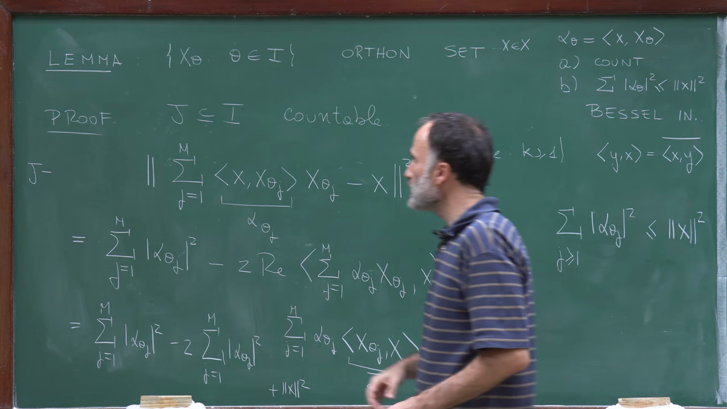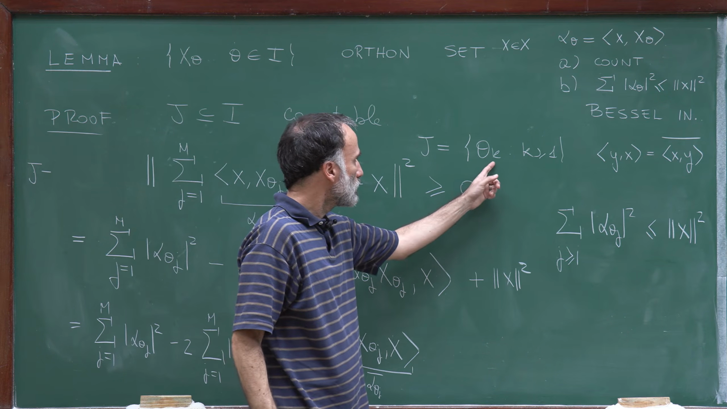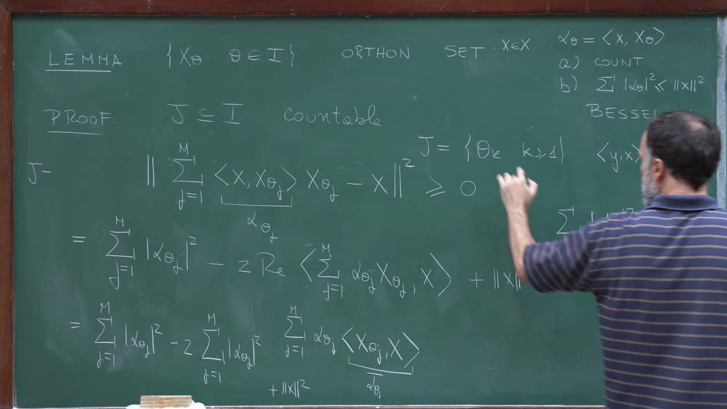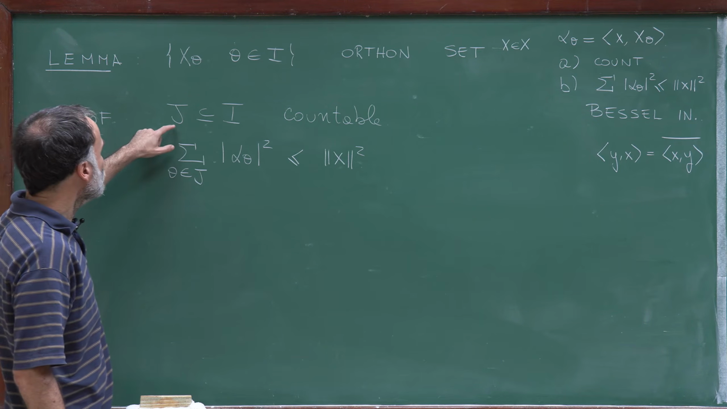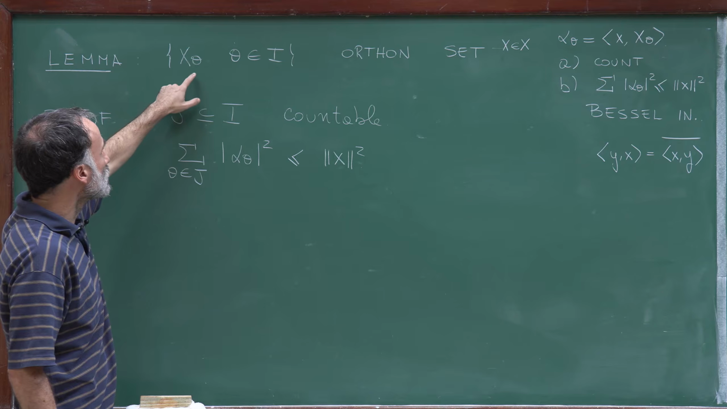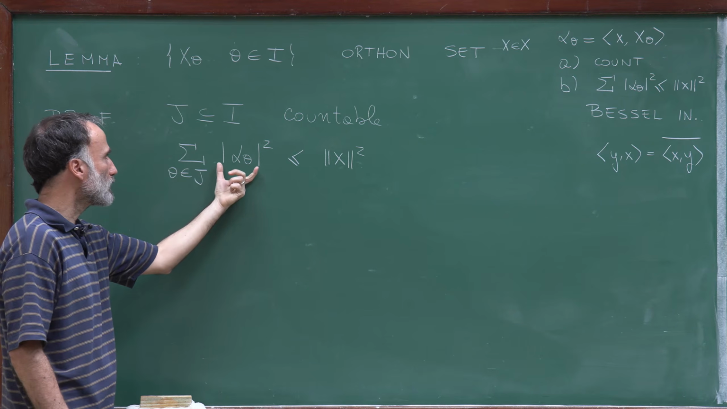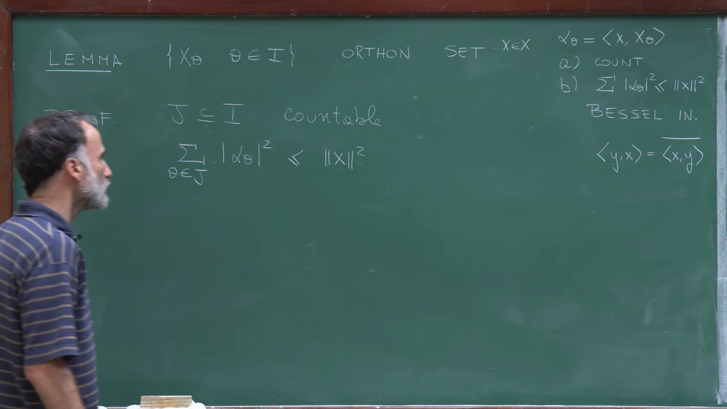Let me repeat it: whatever countable subset of I, I can represent it by a sequence theta k, and what I get is that the sum of the absolute value squared of alpha theta j is bounded by the square of the norm of x. So I rewrote here what we proved. If you take J, a subset of I, which is countable, then if I sum only over this countable family, the sum of the squares of the absolute values of alpha theta is bounded by the norm of x squared.